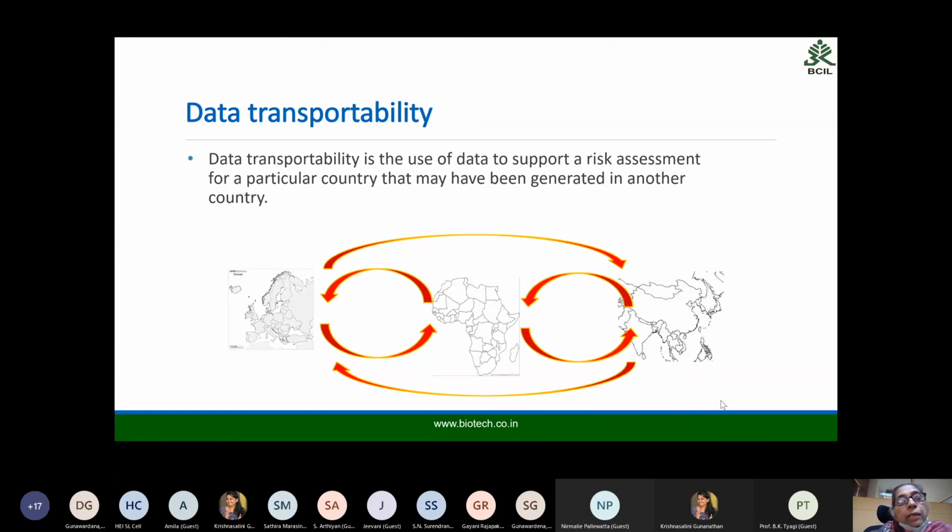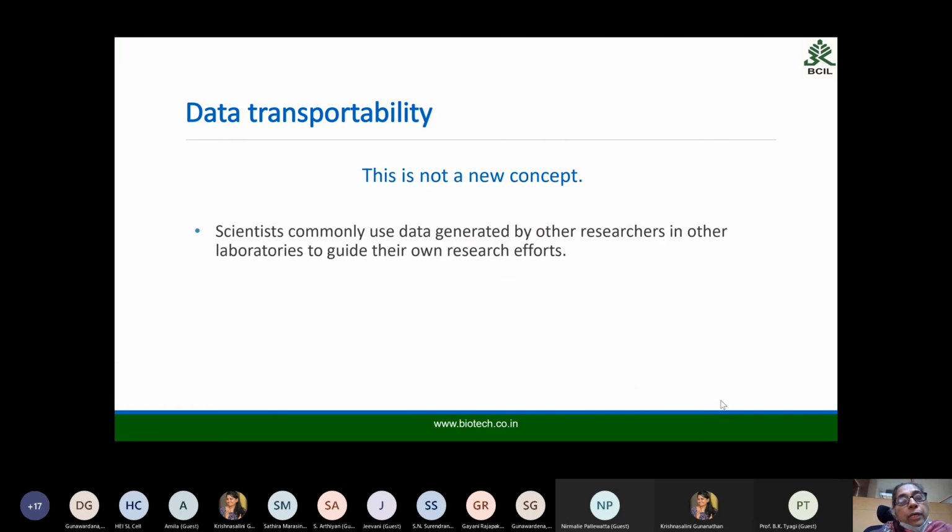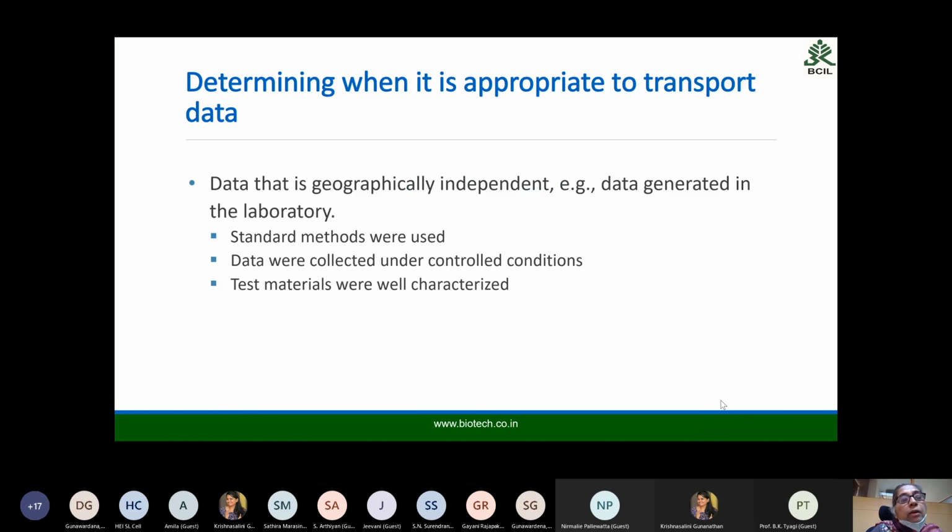Data transportability is the use of data to support a risk assessment for a particular country that may have been generated in another country. So you can always think about it. This is not a new concept. We are all, as scientists, used to referring to research papers published in other countries. Scientists commonly use data generated by other researchers. We always move on from what has already been done. So the same thing can be done here, but you have to see which is the appropriate data to transport.